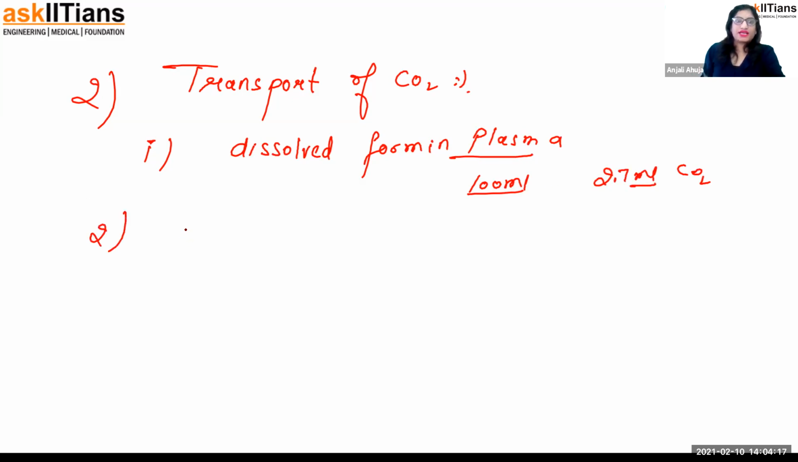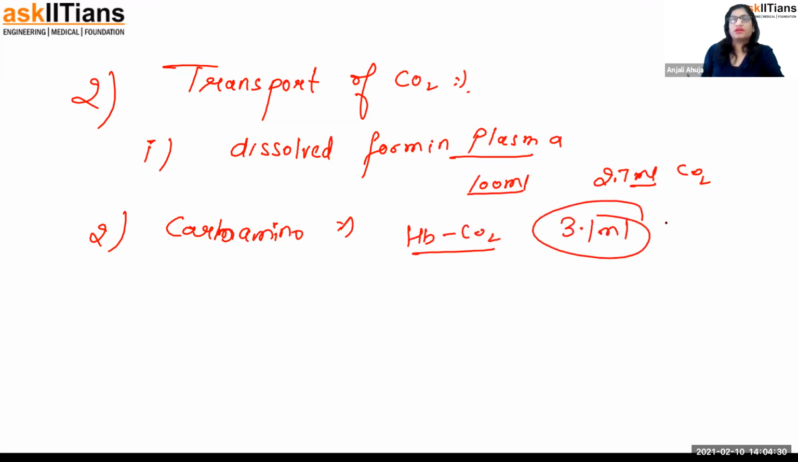Second is as carbamino compound, where Hb makes a complex with CO2. So 3.1 ml per 100 ml of blood will be moving that way, transported toward the lungs. Now third is as bicarbonate ion, which is also well soluble.